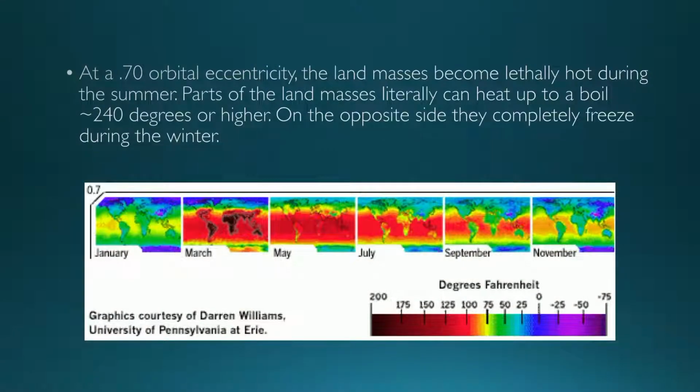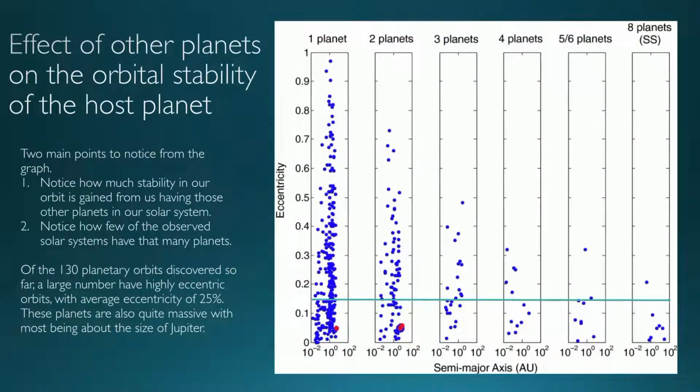They also ran one more at a 0.7 orbital eccentricity. At this point, it's much more like the football shape. In January, most of the world is frozen, and by March to May, most of the world is literally burning up, higher than a boil, higher than 240 degrees, and then it goes right back to freezing. So, right planet, right solar system, right star, right place in that galaxy, right age of that sun, right orbit.